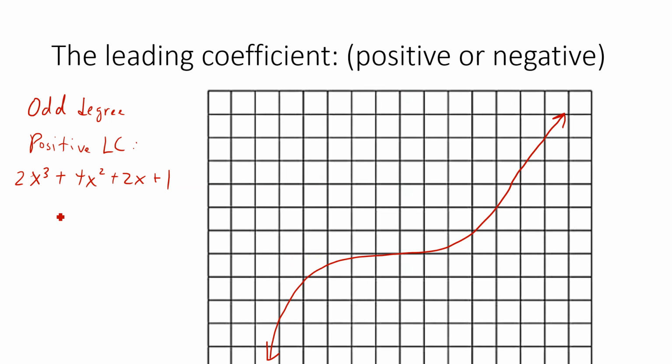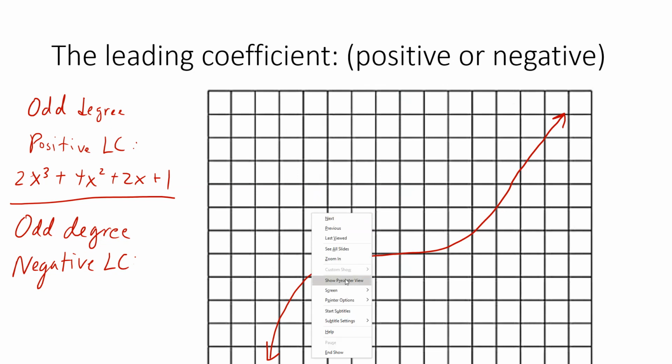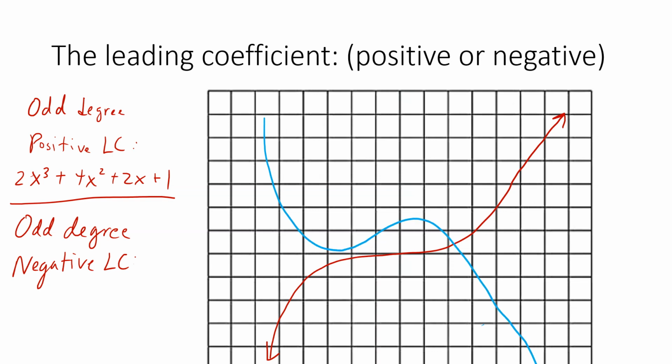Now, if you have an odd degree but you have a negative leading coefficient, it's just a small change. We'll basically flip it over. Let's say this is what your graph looks like. The left hand side is going to be going up and the right hand side is going to be going down. Basically, the right hand side always matches whether the leading coefficient is positive or negative.